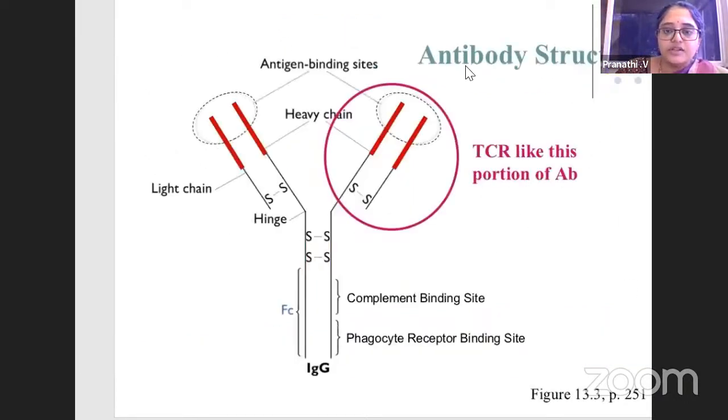Here, this is the antibody structure as such, the basic antibody structure. You have the complementary binding site, phagocyte receptor binding site. This is how an antibody, IgG, looks like.